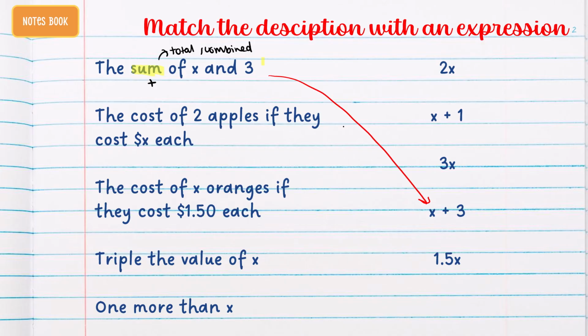Now, the cost of 2 apples, if they cost X dollars each: if I've got 2 lots of X, that's going to be 2 times X. The cost of X oranges, if they're costing $1.50 each, is the same sort of idea. Even though the oranges are now X, you've still got 1.5 times X. Triple the value of X means we are multiplying by 3, so we've got 3X. And if we've got 1 more than X, that means we're adding 1 on. So those are the keywords you want to look out for.